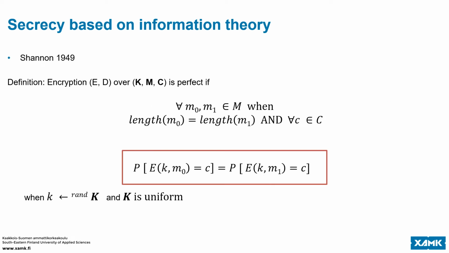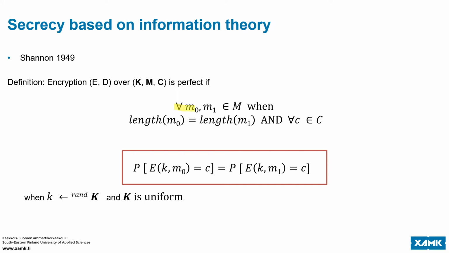Secrecy based on information theory was codified by Claude Shannon already in 1949. Based on information theory, we can say that an encryption or a cipher suite over the key space, the message space, and ciphertext space is perfect given the following conditions.